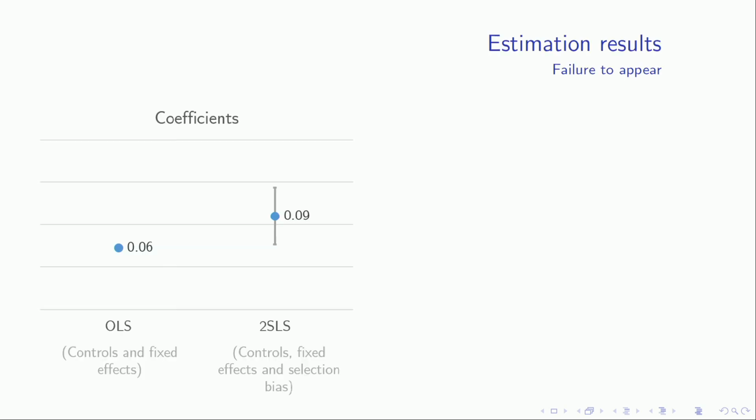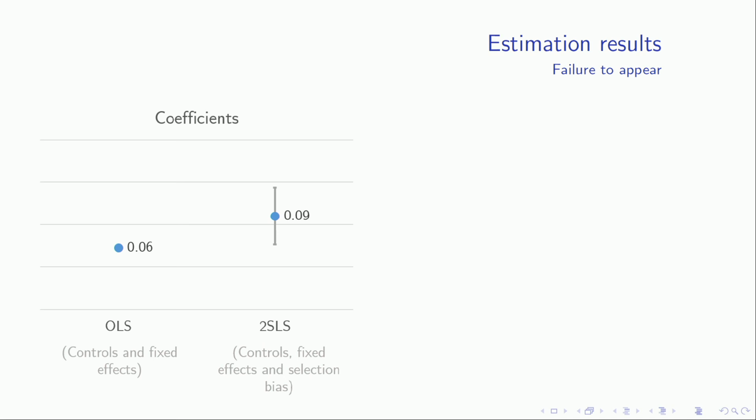So finally, I'm going to move on to the results, and I'm just going to show you this chart. Let me explain what's going on in this chart. On the left, you have the estimate from the OLS, which only deals with controls and fixed effects. I should say that estimate does have error bars, they're just very tiny. And on the right, there's the two-stage least squares estimate.